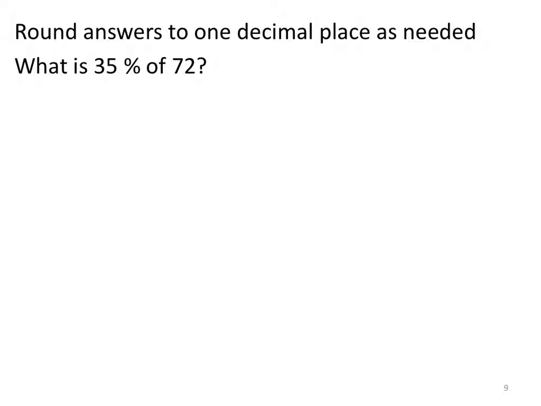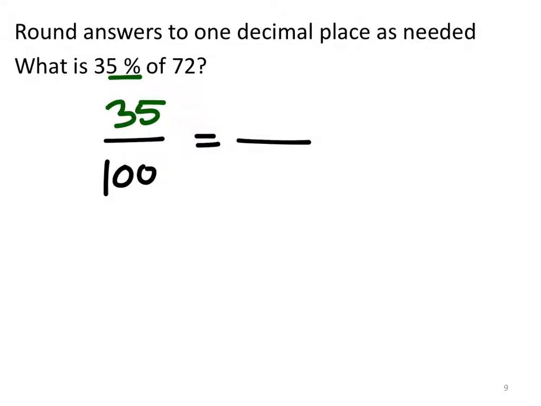All right, round answers to 1 decimal place as needed. What is 35% of 72? Now again, if you like the equation, and on the homework I think they want you to use the equation, but I'm not going to. Let's set this up as a proportion, and it's always over 100. So I know it's the percent that goes over the 100. In this case, they did give me a percent as 35%. So I've got 35 over 100.